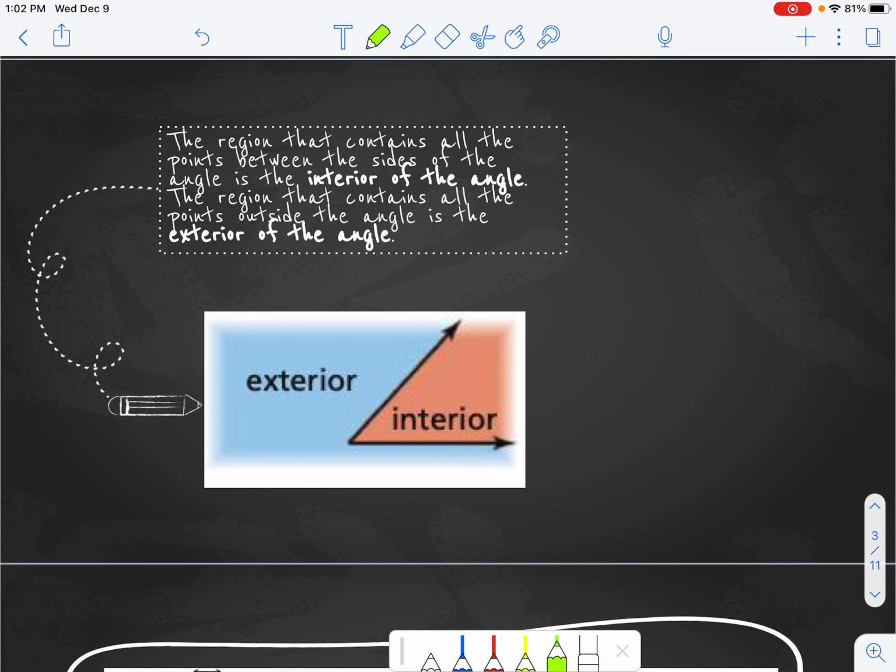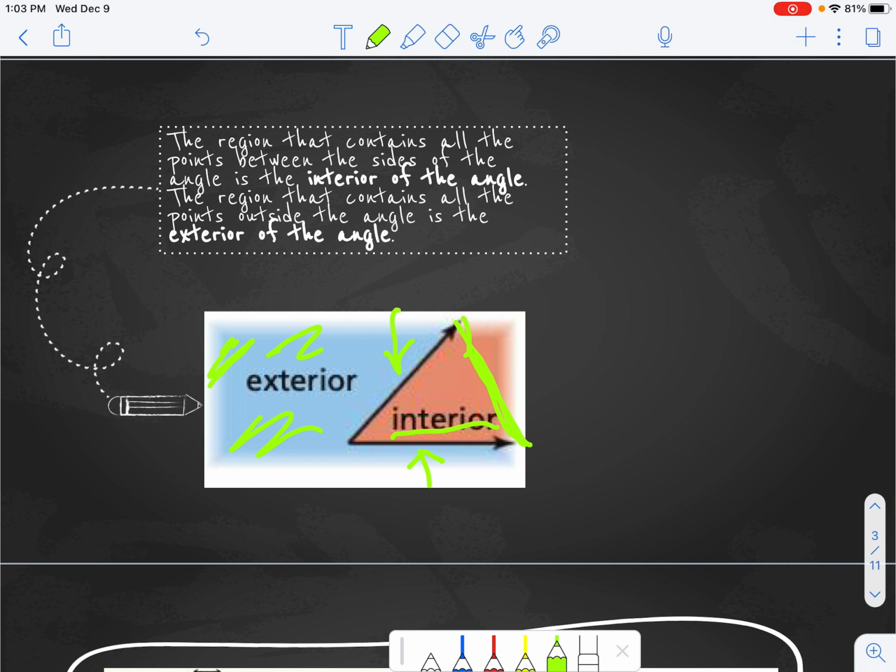A little bit more vocab. The region that contains all the points between the sides of the angle is the interior of the angle. So we talked about how these are called the sides, and the region that contains the sides, I should not color over that, is called the interior. The region that contains all the points outside of the angle is the exterior. So obviously out here is the exterior.